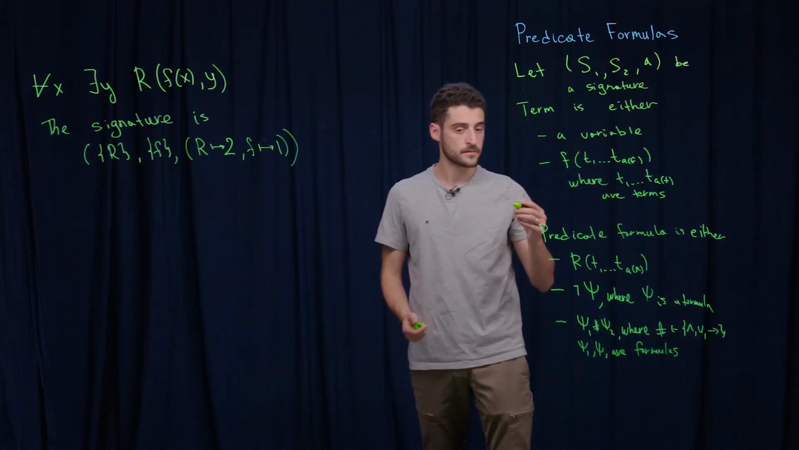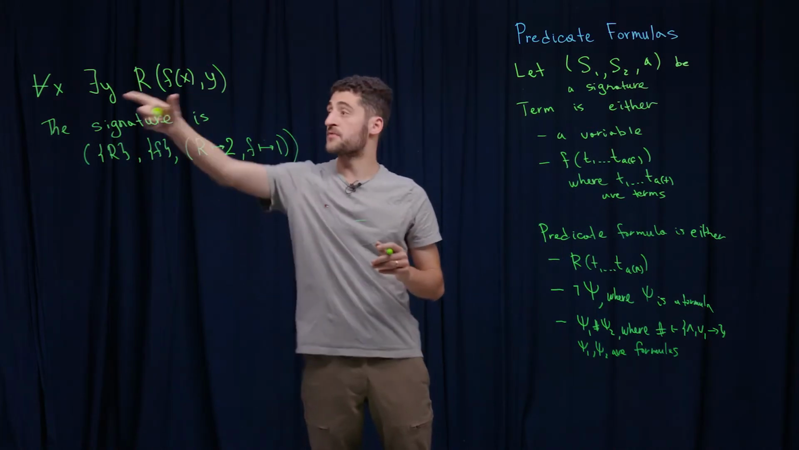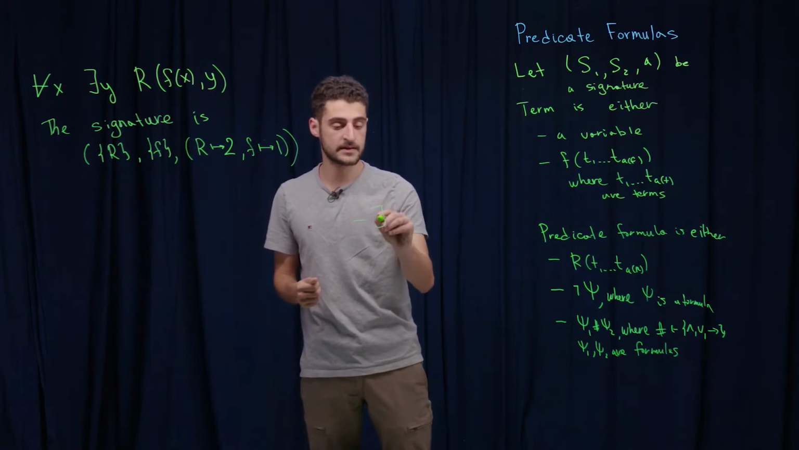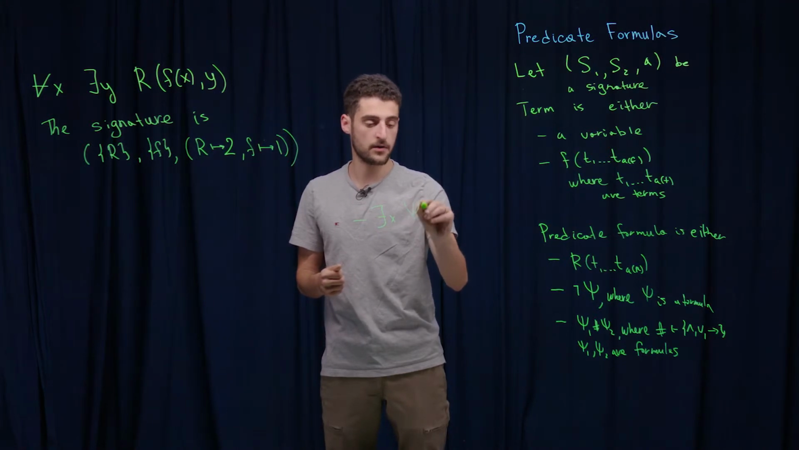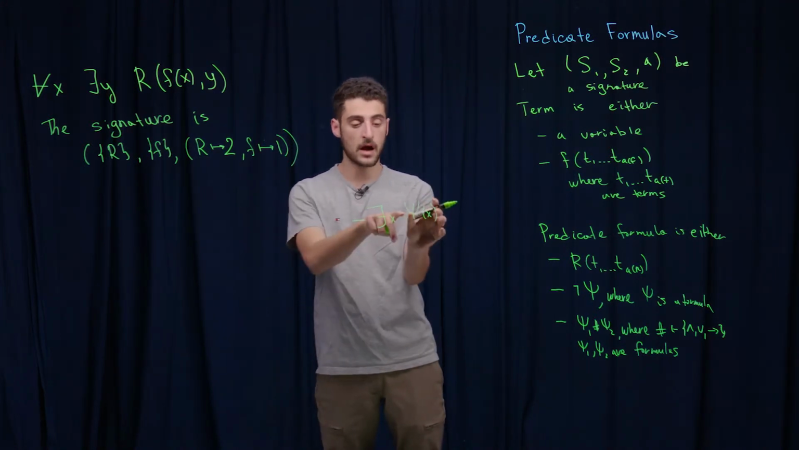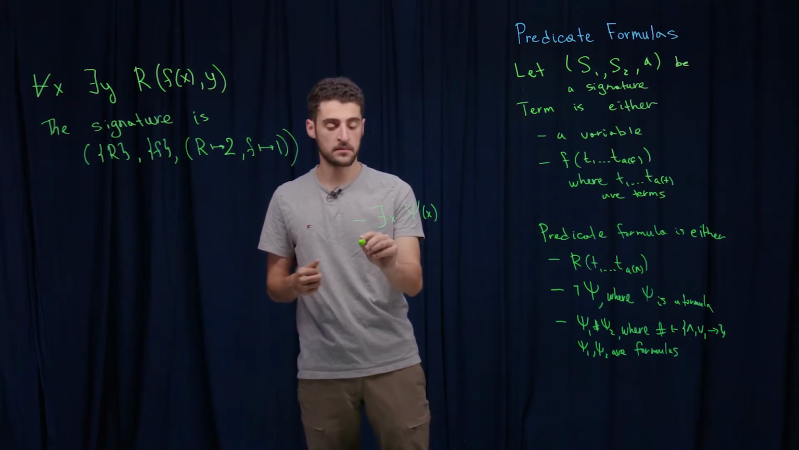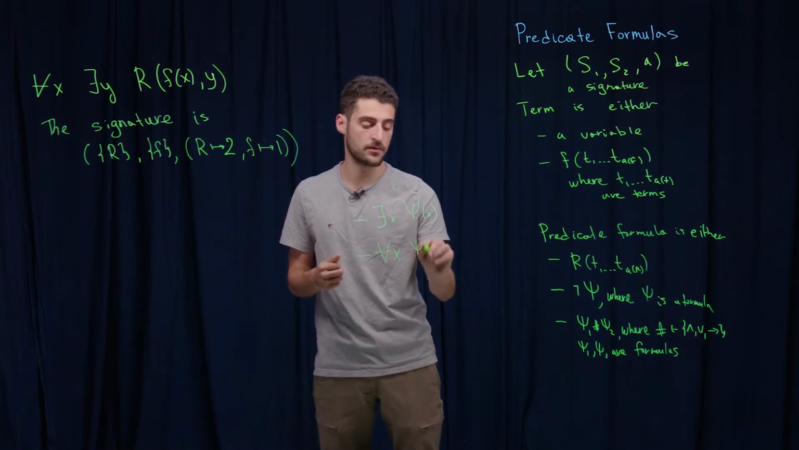And finally, it can also be a predicate and a formula. So it can be exists x psi of x. Psi of x means that the formula depends on x. Or it can be for all x psi of x.